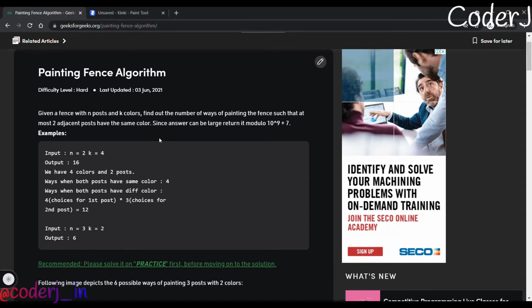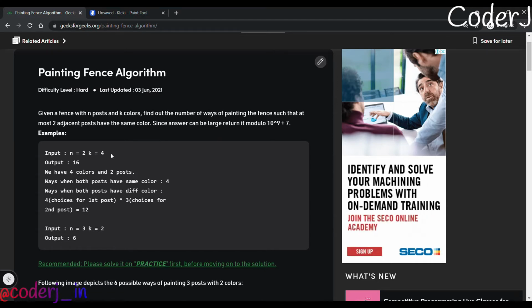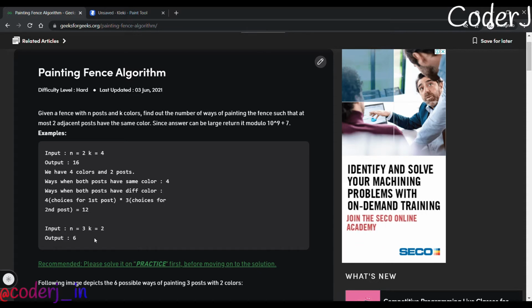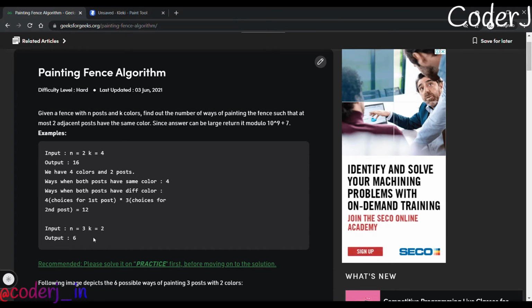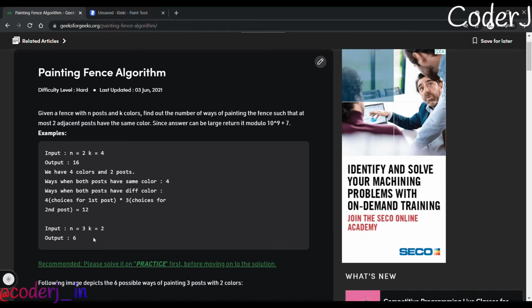Got it. So firstly, let's try to understand what it's asking us. Take an example. That's the best way to understand the problem. So let's take a small example: n equals 3 and k equals 2, where n is the number of posts and k is the number of colors. So let's imagine we have three posts, three sort of fences, and we have two colors to paint them with. Now, how many ways can we come up with such that no more than two adjacent posts have the same color?